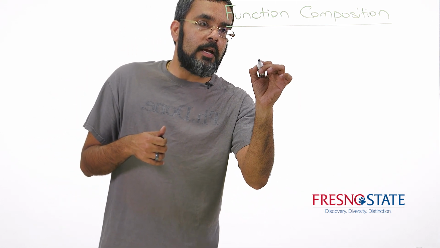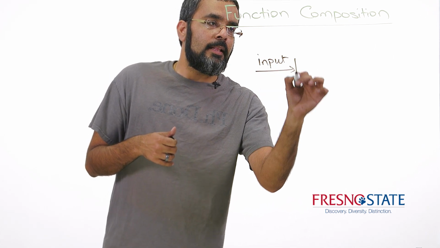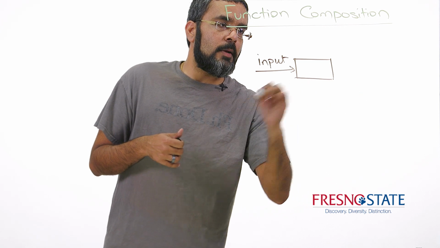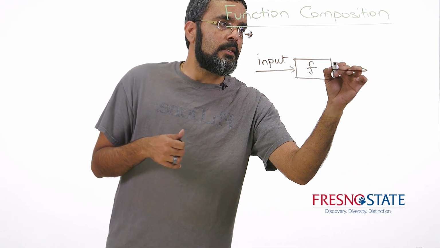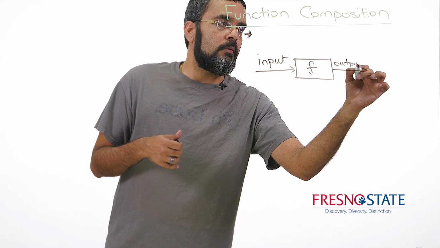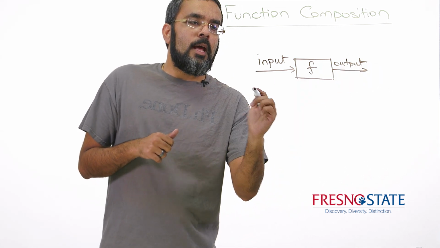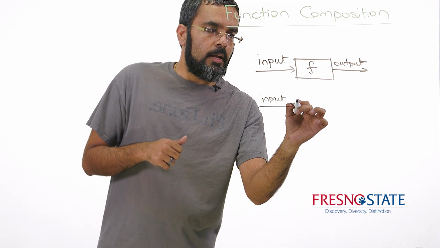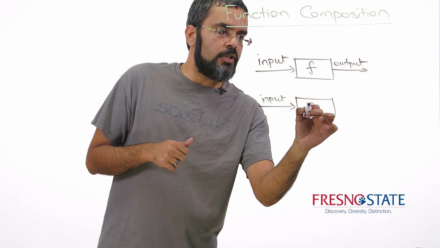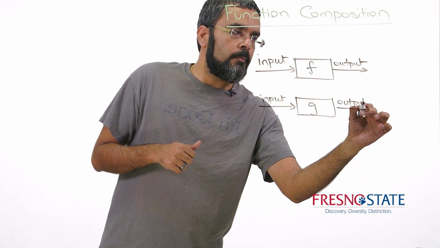A function works where I give some input, and then that goes into the function. That's my input to the function. So let's call this f, my function f. And then it gives me some output. And that's how a function behaves. Obviously you have the same thing for g of x, where I have an input. And again, this function g does something to my input and gives me another output.